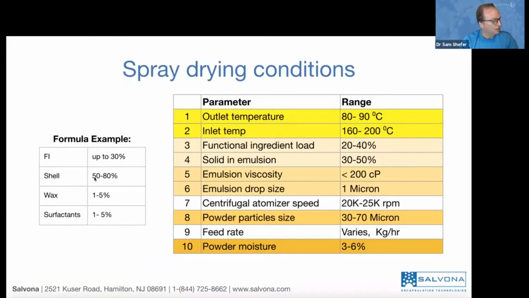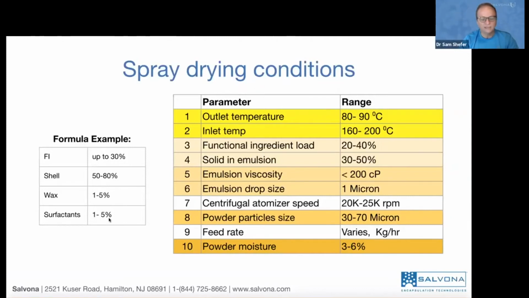The shell should be anywhere between 50 to 80%. We use wax, 1 to 5%. This is the salt sphere component, and a surfactant, which is another part of the salt sphere component, between 1 and 5%. This is an example; not all formulas follow the same process.